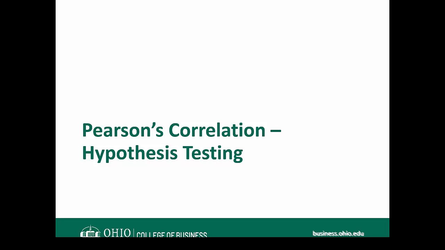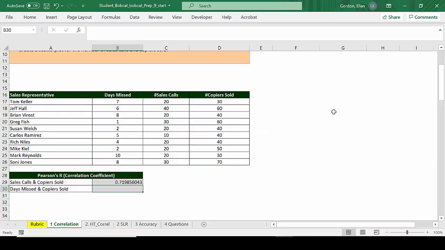In this video, I'm going to show you how to conduct a hypothesis test for Pearson's correlation. In the previous video, you learned how to conduct Pearson's correlation in Excel. However, the correlation coefficient we found could only be applied to this data set. So the positive, strong relationship we found between sales calls and copiers sold can only be used to describe this data set. Oftentimes, we're interested in if we can generalize our findings.